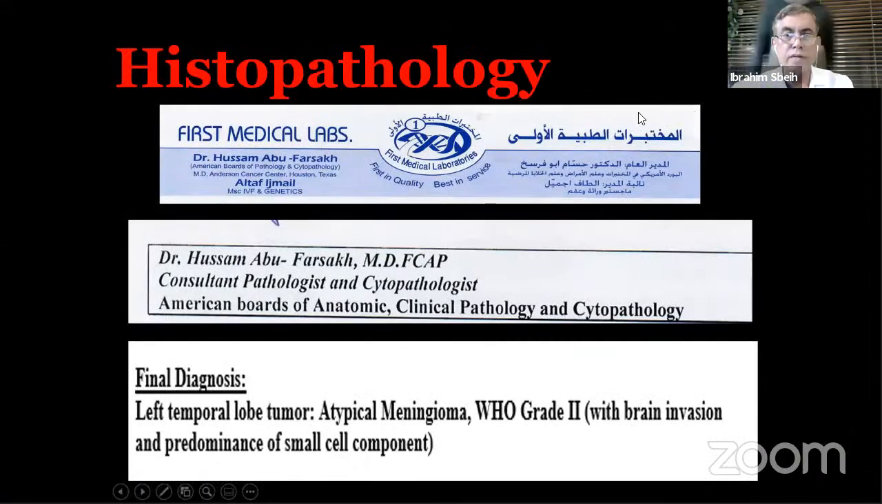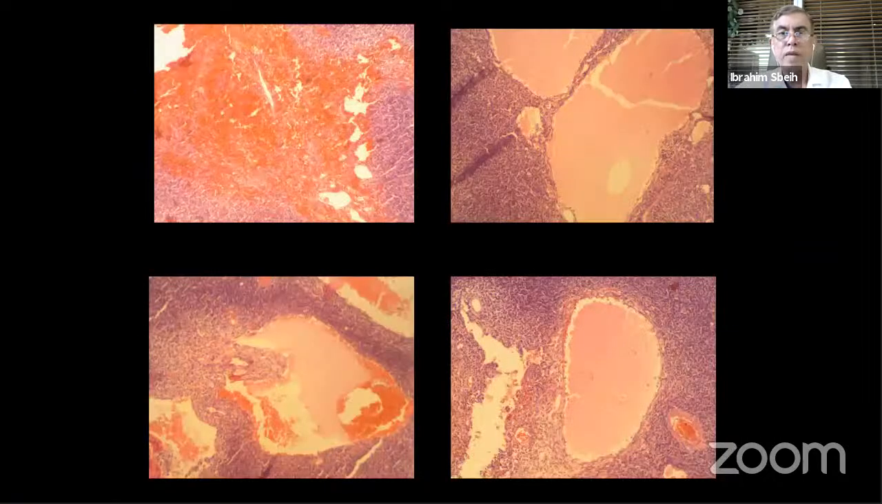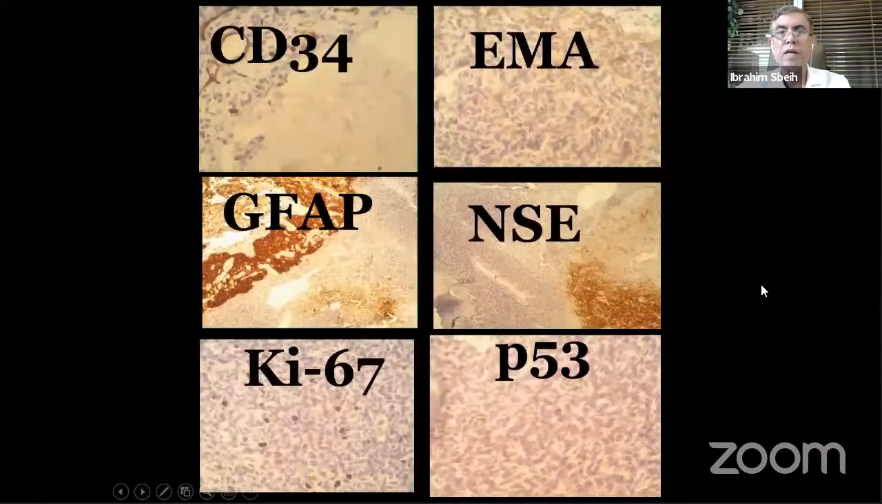From Dr. Abu Farsakh, again: atypical meningioma, grade 2, with brain invasion and predominance of a small cell component. So, a grade 2 meningioma has bled, and it was the first time the patient or his family knew of him having any brain tumor. Look at this, hemorrhage, big spaces inside the tumor. Again, the immune staining that goes with it.